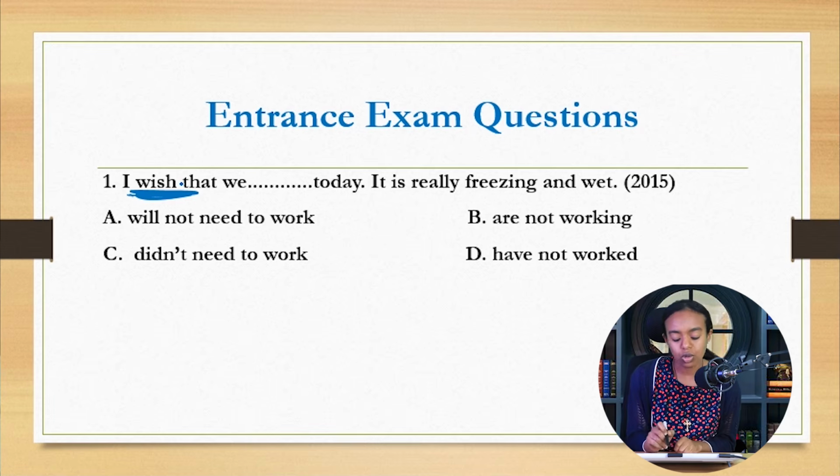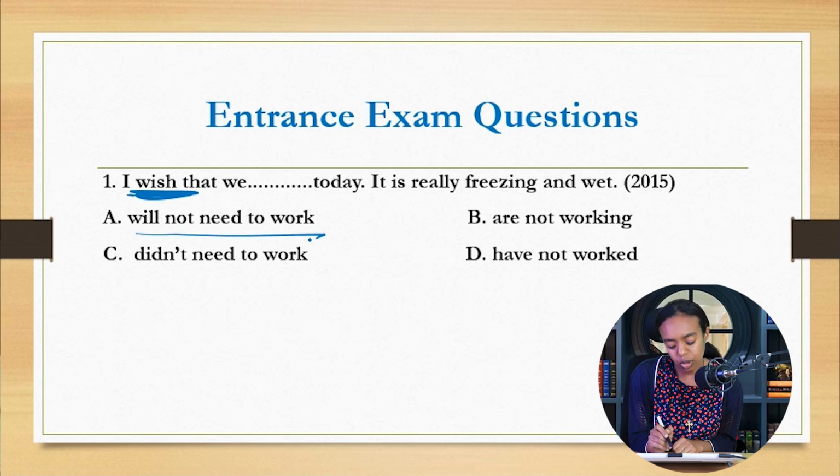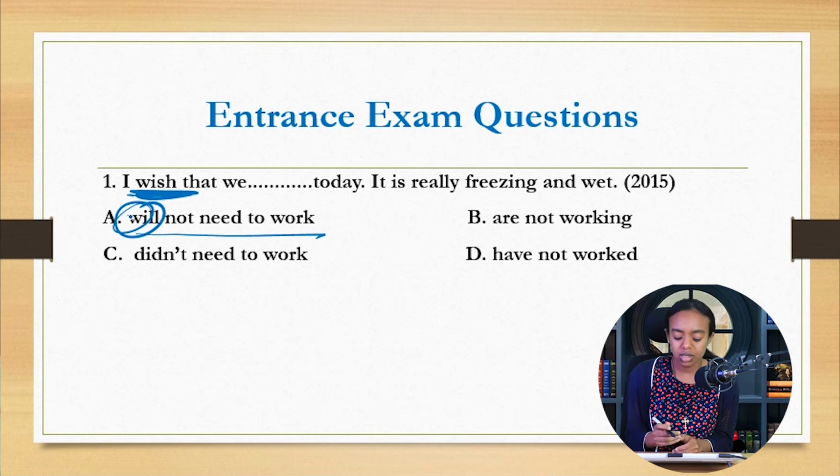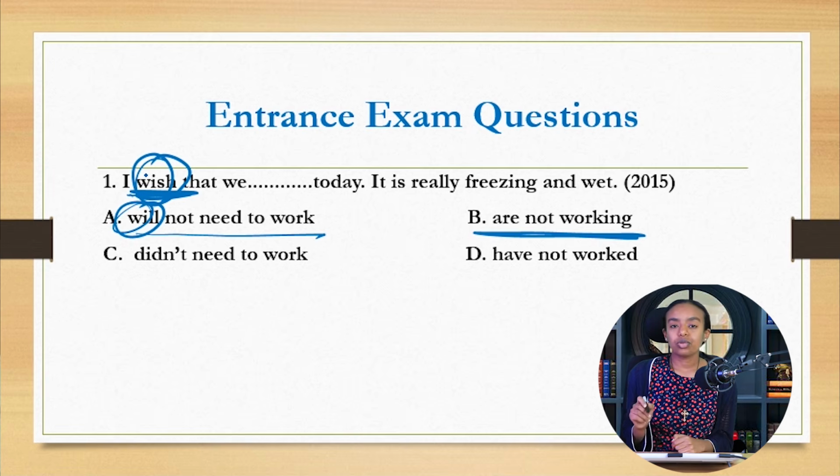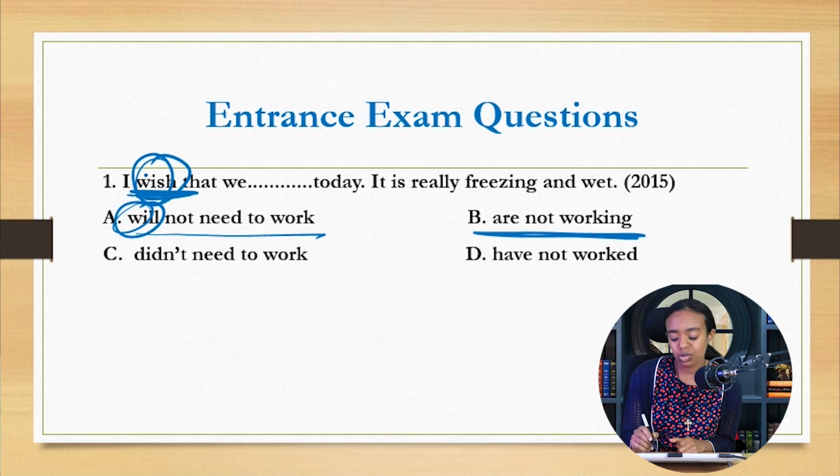Let's take a look at all the choices and see why they don't work. The first choice says "will not need to work." As you can see, it's a future word. Will is future. So we automatically cannot use this choice. The second one says "are not working." Are not working is continuous, present continuous. And wish is a stative verb, not an action verb. So we cannot use "are not working."